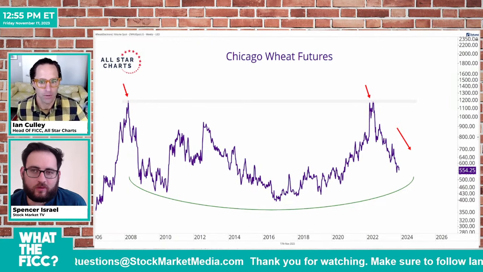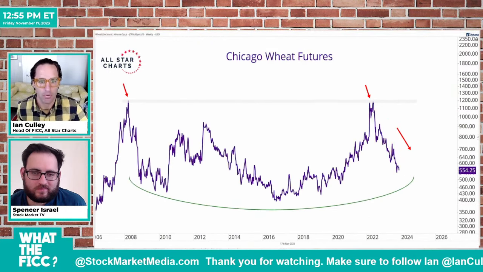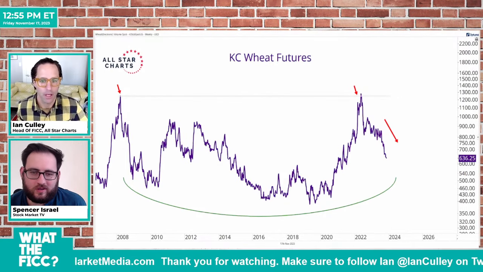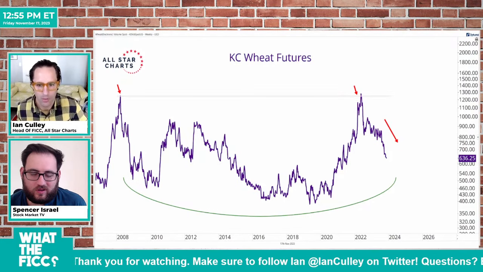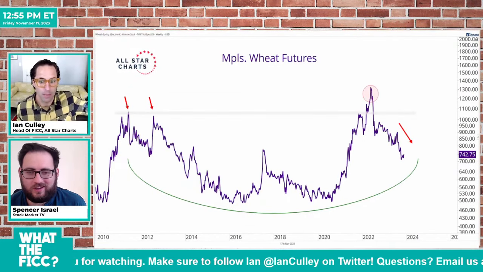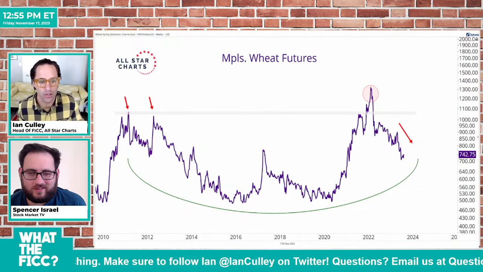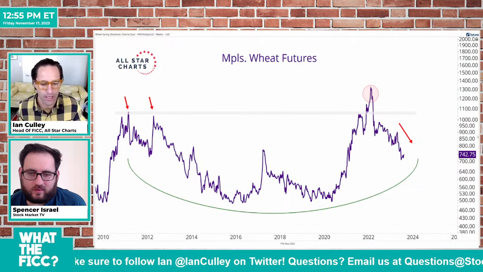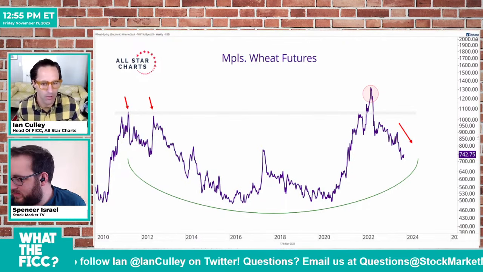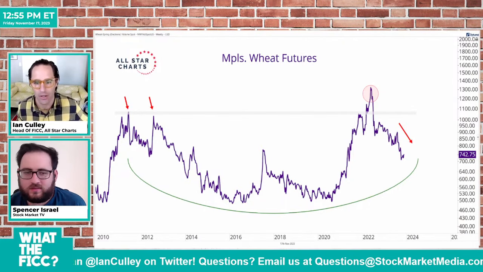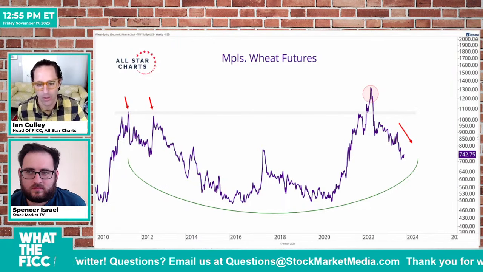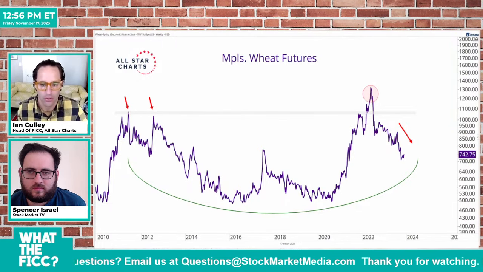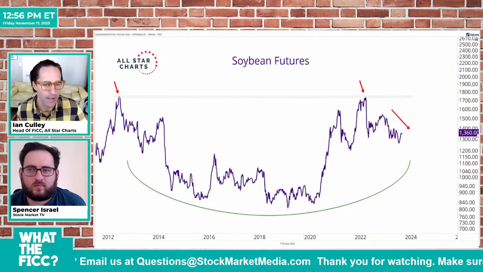Do all these tops in these commodities coincide with the invasion of Ukraine? They probably do. Yes, all of them do. Absolutely. KC wheat. Oh man. When's it going to stop going down, Spencer? Minneapolis wheat. I like these charts. I see decade-long bases. It looks extremely interesting, but I have to see some sort of basing formation in the near term to want to put a trade on. You're just not seeing it.